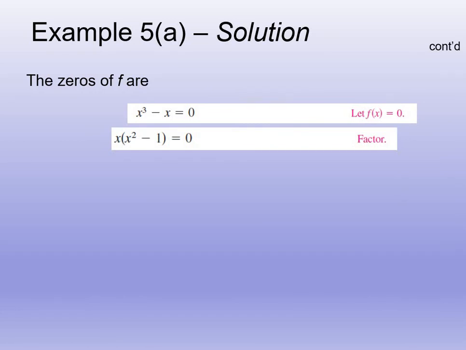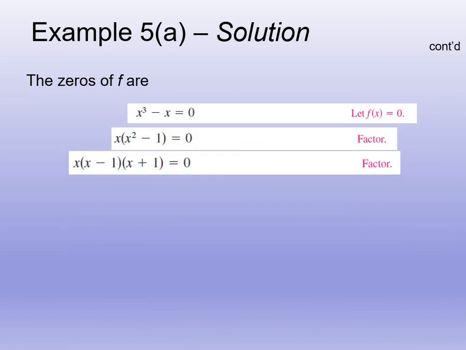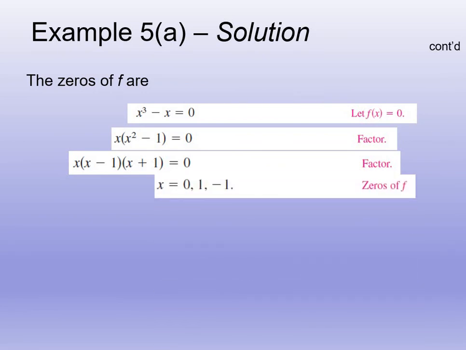Then we set that equal to 0. So we have x times x minus 1 times x plus 1 equals 0. We take each one of those factors and set it equal to 0 and solve for x. So we set x equal to 0, x minus 1 equal to 0, and x plus 1 equal to 0. When we do that, we get a zero at 0 because x equals 0. Solving x minus 1 equals 0, we get x equal to 1. And solving x plus 1 equals 0, we get x equals negative 1. So the zeros of this function are 0, 1, and negative 1.